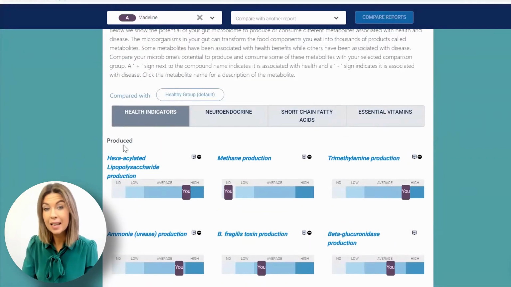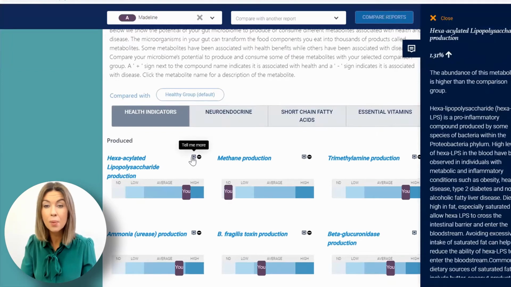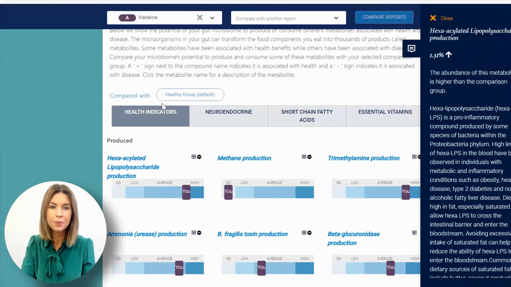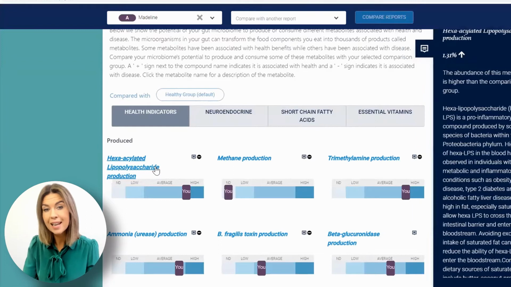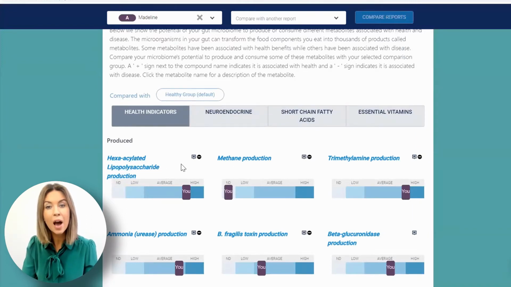As you can see here within this example report, hexa-acylated lipopolysaccharide production is sitting within the high range. This tells us that the potential for the gut microbiome to produce hexa-acylated lipopolysaccharide is higher than the comparison group. High levels of Hexa-LPS in the blood have been observed in individuals with metabolic and inflammatory conditions, such as obesity, heart disease, type 2 diabetes, and non-alcoholic fatty liver disease. So what does this mean in terms of clinical interventions for a result that is out of the optimal range? Well, let's unpack this by firstly having a look to see what Hexa-LPS actually does within the body.